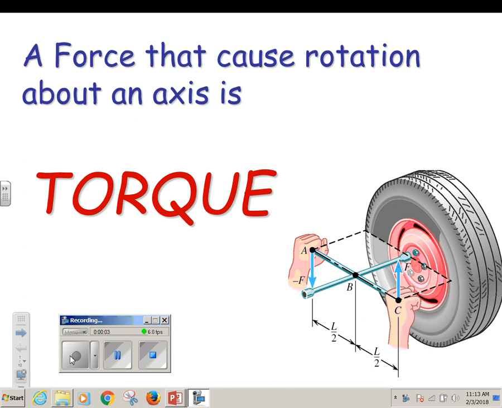Alright, these are the AP1 recorded notes for rotational dynamics, or torque. Torque is really just a force that causes rotation about an axis. And when we look at the formula, you'll notice it's very similar to linear work, except for how the actual force and displacement radius have to be orientated.